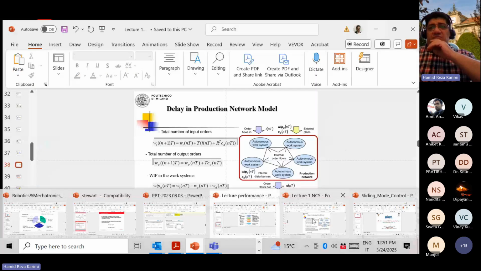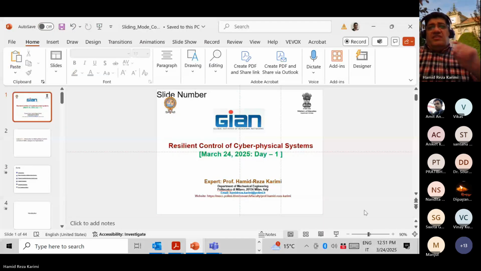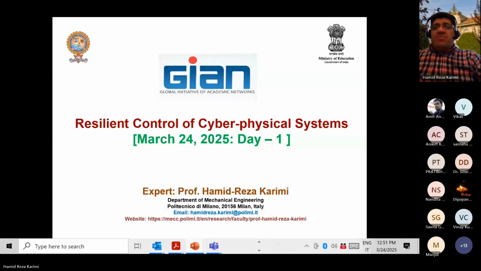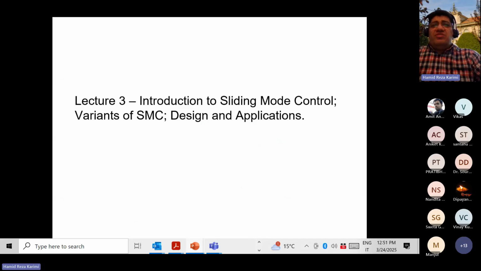So this is about sliding mode control. Okay, so I try to switch to one of the control strategies, SMC. For sliding mode control, today I would like to give you some introduction to SMC, some design, and also applications.